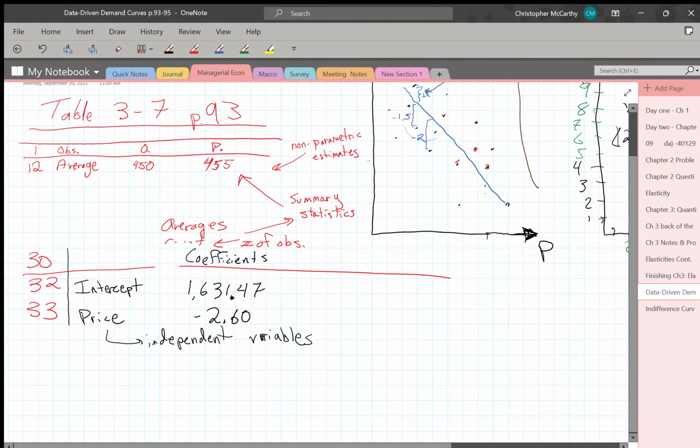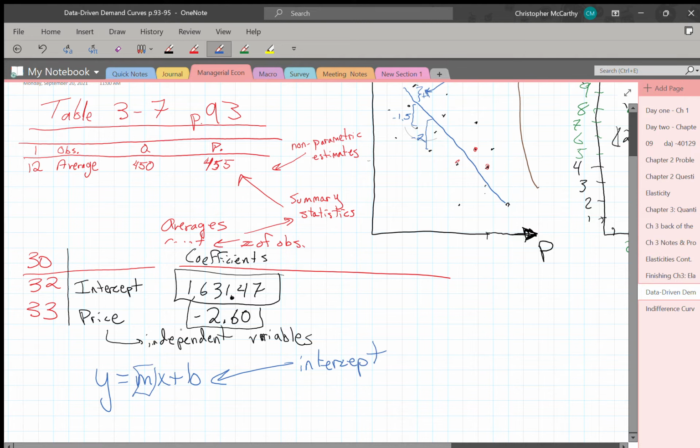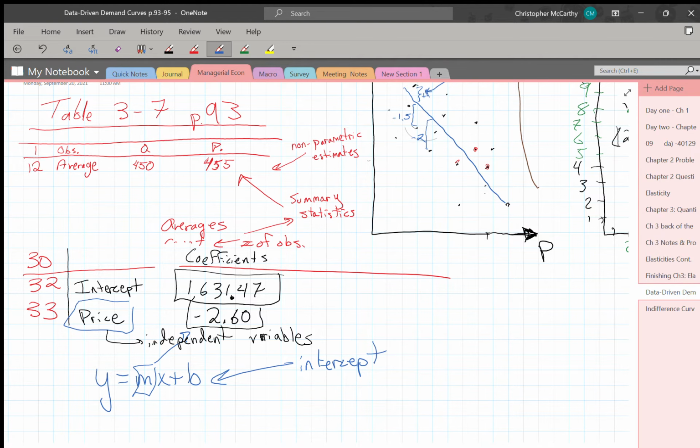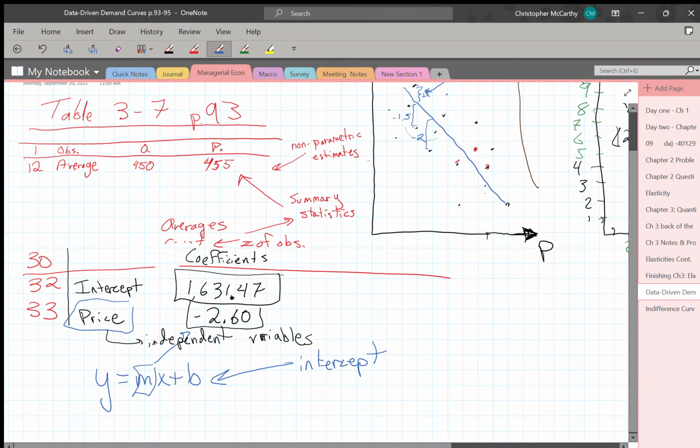The book writes this in equation form right above it on page 93, and it says that these values correspond to the standard y equals mx plus b, where b is the intercept and m is the slope. Now, why does it say coefficient on price instead of slope? Because the price is the one representing the x here.